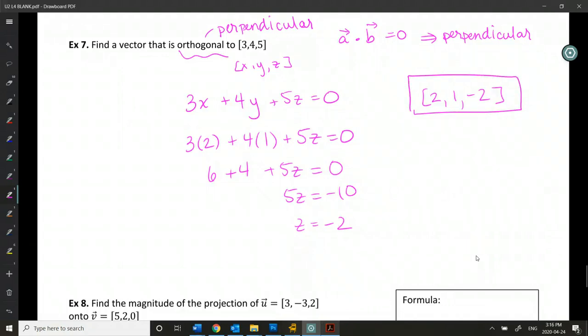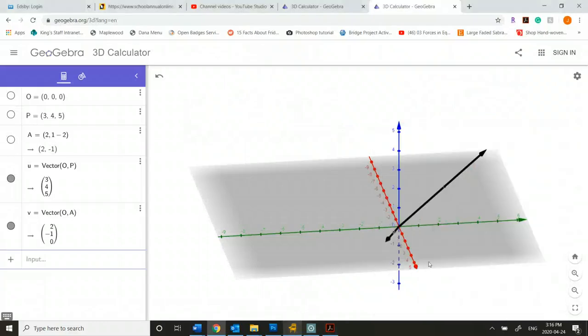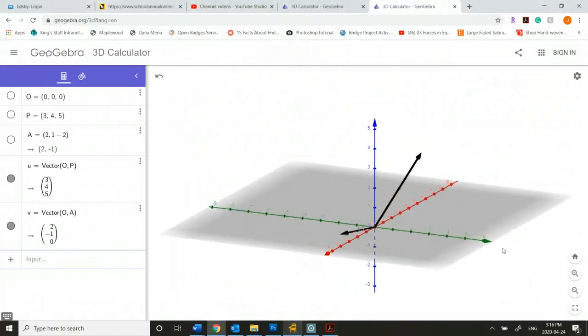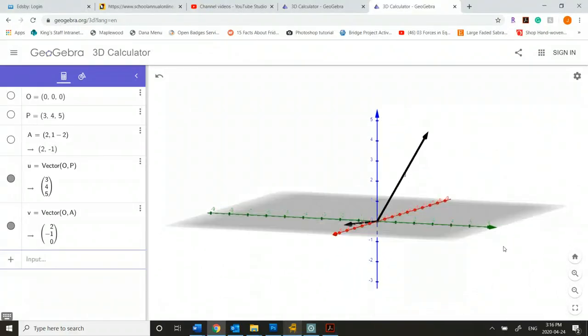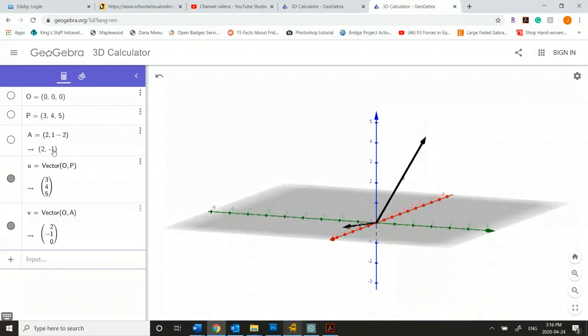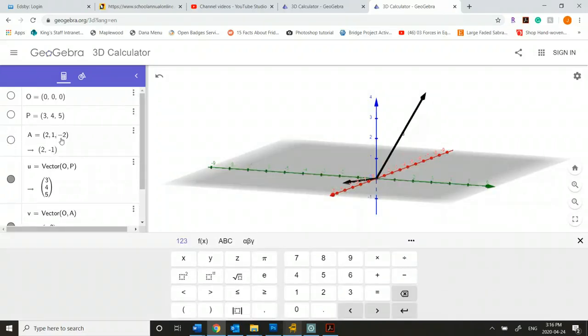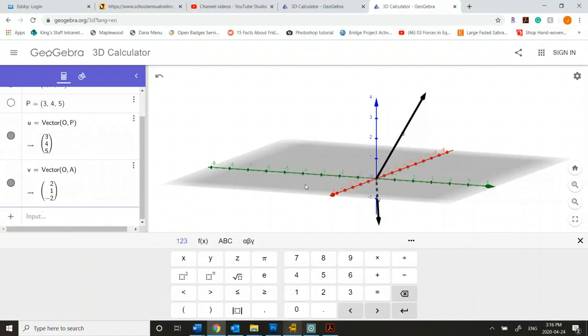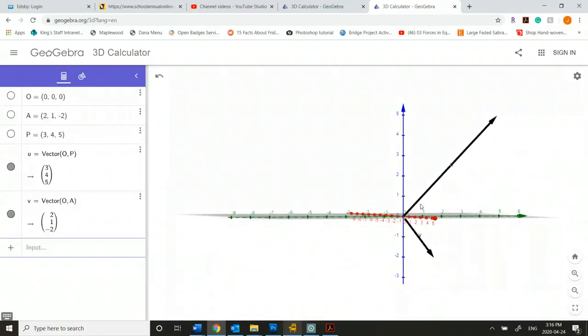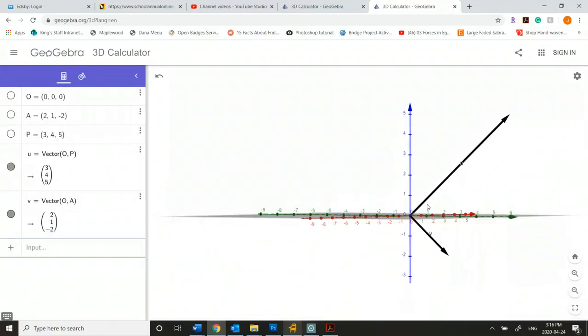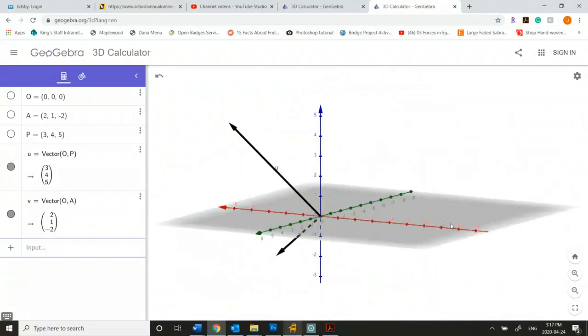And let's actually look at what this looks like on graphing software. All right, so here I've got both of the vectors graphed. Oh, I think I accidentally graphed... forgot the comma here. Here we go. There they are. So you can actually see, if we look at it from this angle right here, these are meeting at a right angle.